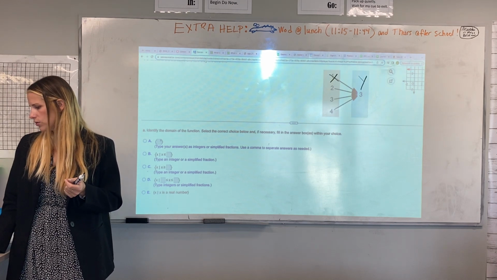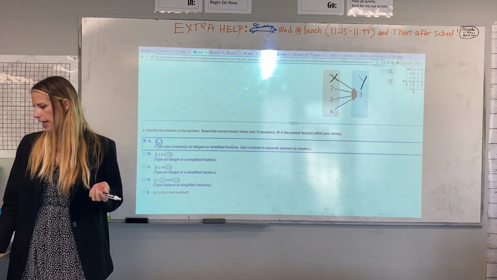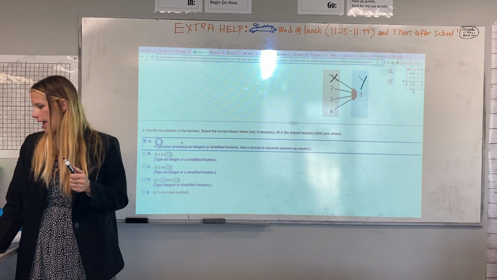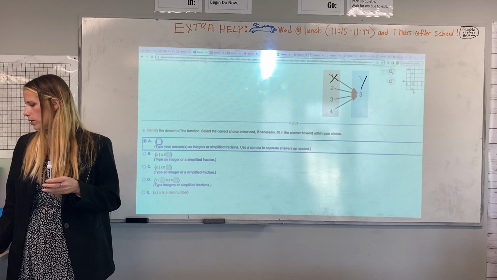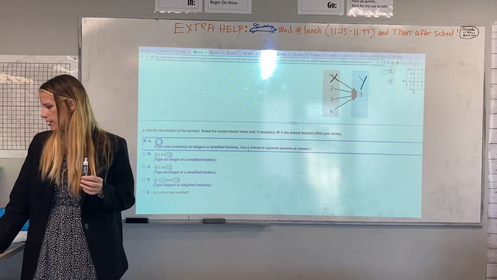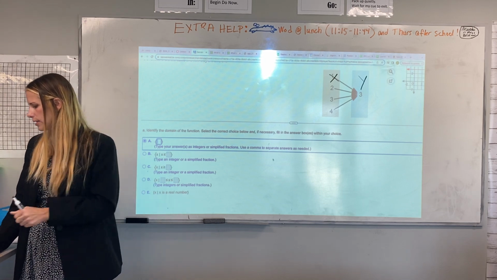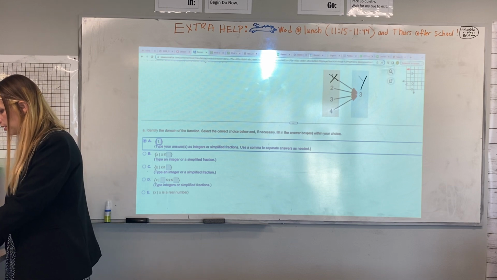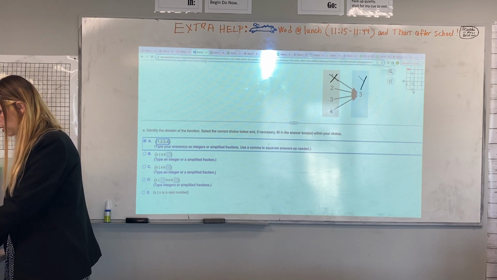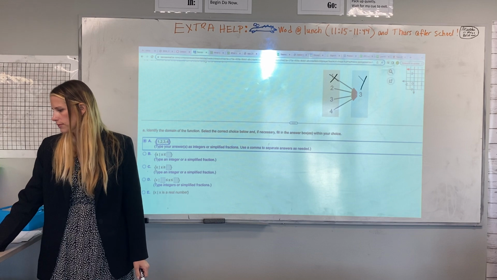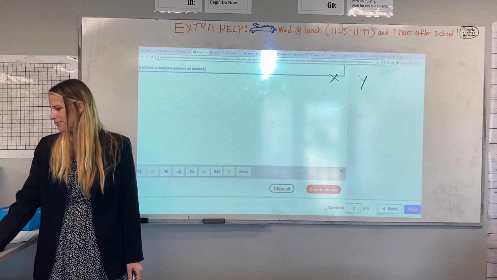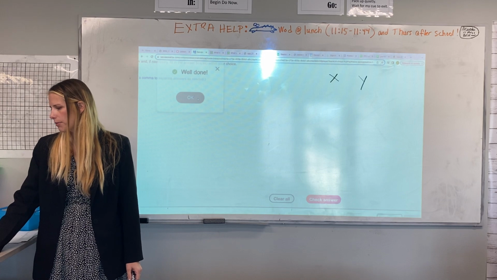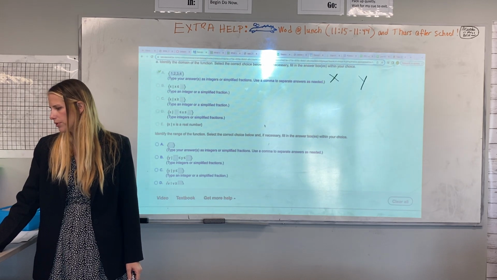So for this, you just choose the box. I don't know if it's A for you, but for me it's A, and it says type your answers as integers or simplify fractions, which is not necessary in this case. Use a comma to separate answers as needed. So you just type 1, 2, 3, and 4. Good job. Thank you. You put commas in between your answers so they know they're separate numbers.